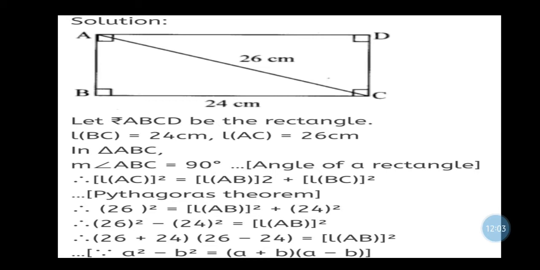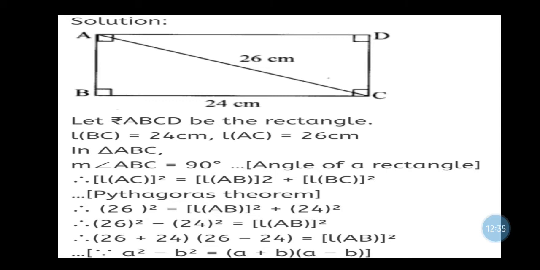Now, in right angle triangle ABC, measure angle ABC is equal to 90 degrees, as angles of a rectangle are right angles, that is 90 degrees. Now applying Pythagoras theorem, that is hypotenuse square equal to one side square plus other side square. So substituting the names of the sides, length AC square is equal to length AB square plus length BC square.